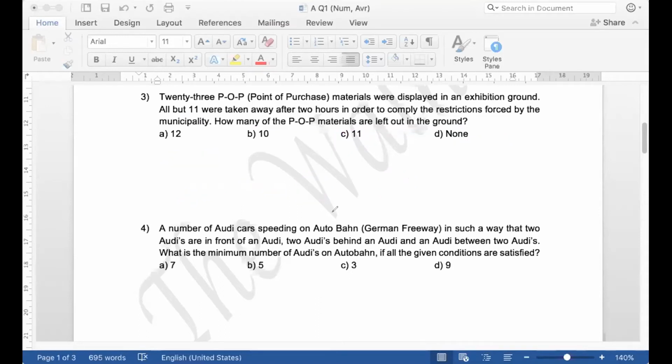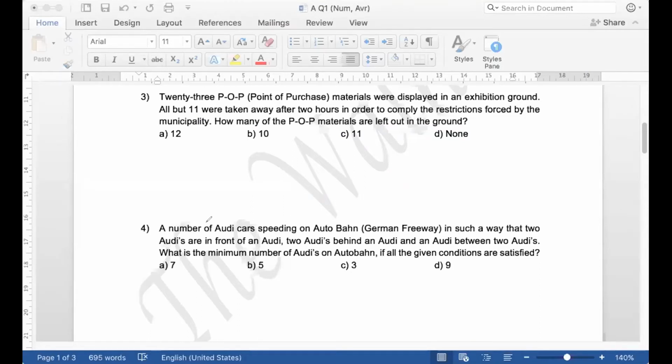Number 4, number of Audi cars speeding on Autobahn. Probably you have heard of Autobahn. That's a German freeway. There are no speed restrictions on the autobahn. So you can drive to the limit of your car. If you can drive 260 kilometers, 440 kilometers, it doesn't matter. There's no restriction.